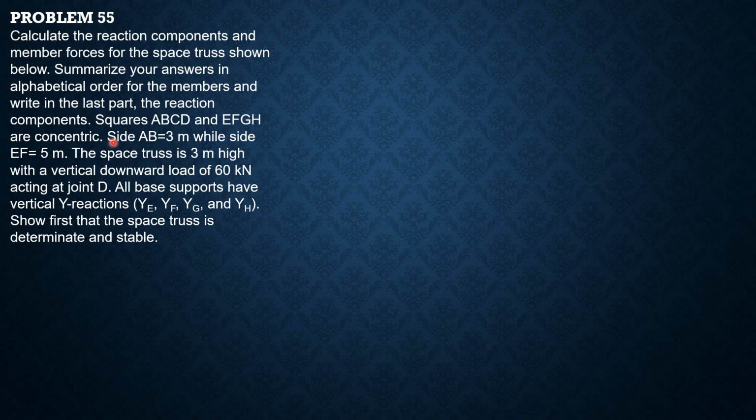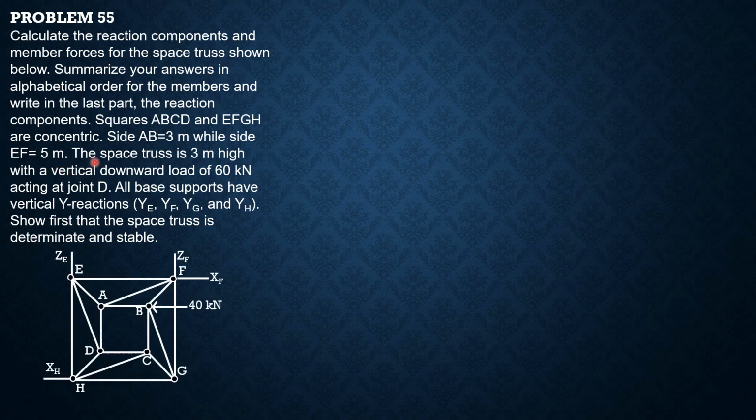Squares ABCD and EFGH are concentric. Side AB is 3 meters while side EF is 5 meters. The space truss is 3 meters high with a vertical downward load of 60 kilonewtons acting at joint D. All base supports have vertical Y components at E, F, G, and H. Show first that the space truss is determinate and stable.